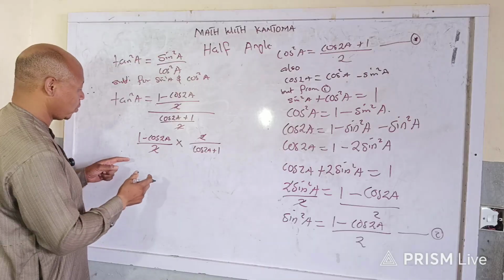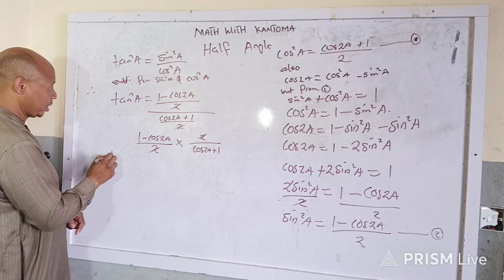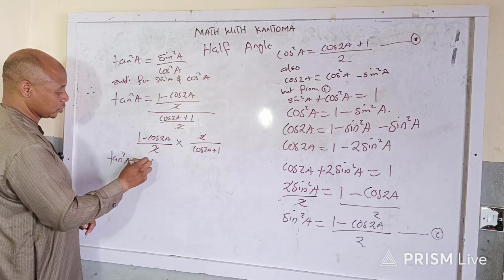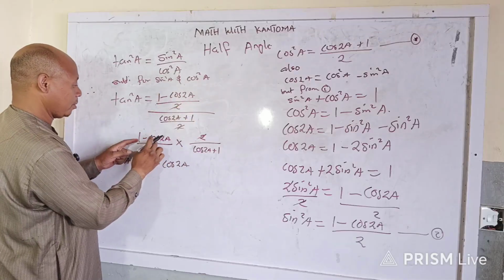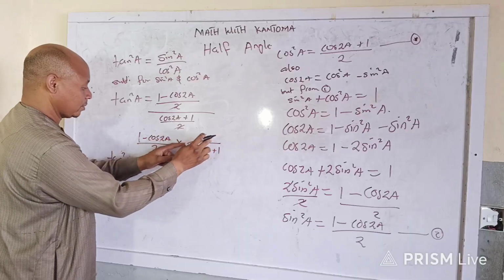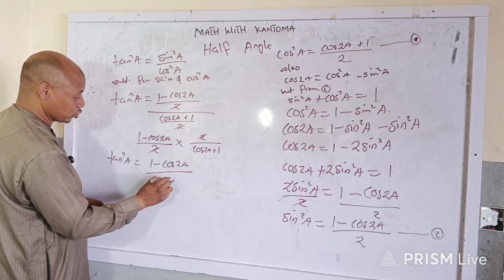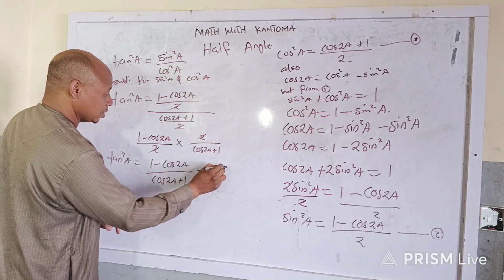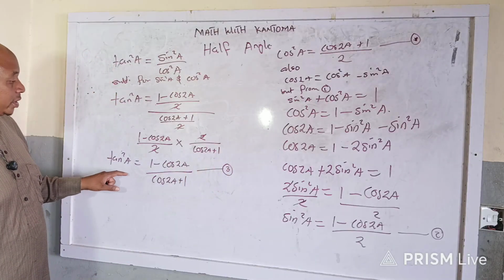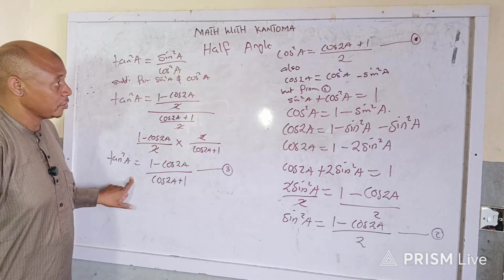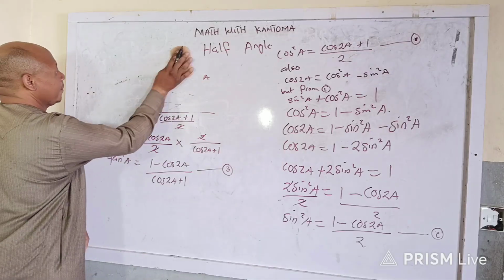So next, I will multiply numerator by numerator and denominator by denominator. So what I'll be left with, tan square A is equal to 1 minus cos 2A times 1 is 1 minus cos 2A, divided by 1 times cos 2A, we have cos 2A plus 1. So now this is equation 3. So now these are the three equations I'll be using to derive the half angle formulas. So now let's look at the half angle formulas.